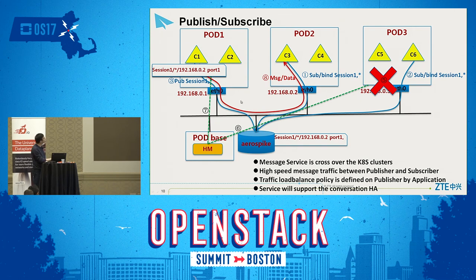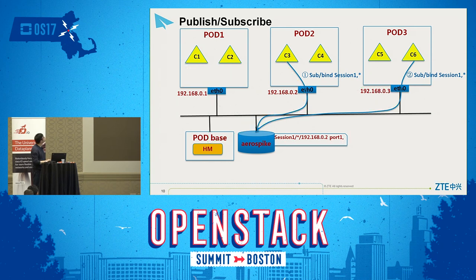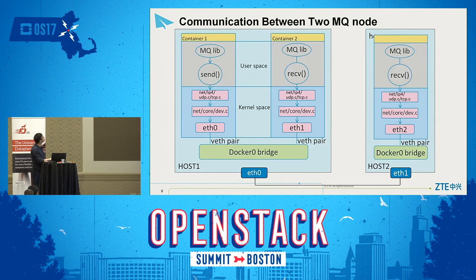All the communications between C1 and C3, or C1 and C6, go through the message lib mentioned before. They send or receive messages based on the MQ lib. In the native PaaS implementation, the MQ lib is based on the Linux socket. In ZTE's solution, it's based on VPP.